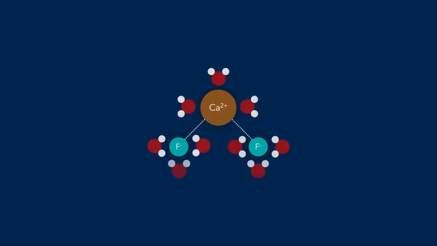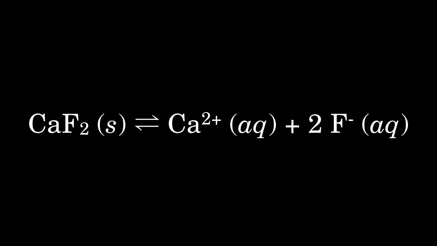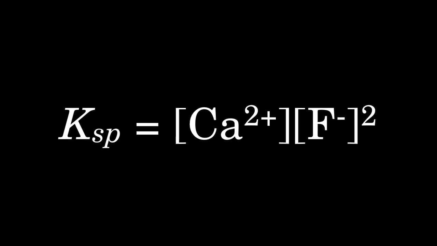When the water molecules pull the ions in the solid apart, the greater ion concentrations make it more likely for the ions to come back together as a solid. Therefore, the forward reaction and reverse reaction reach dynamic equilibrium. An equilibrium expression can be written from this phenomenon. We use Ksp to denote the solubility product constant for the equilibrium expression.